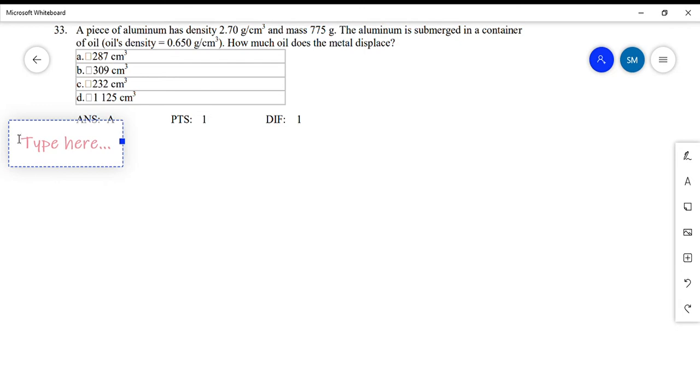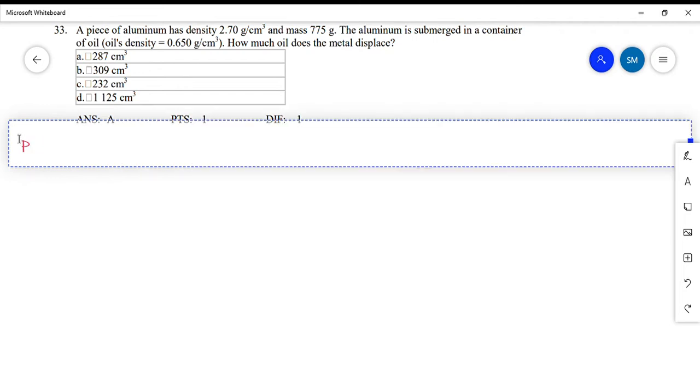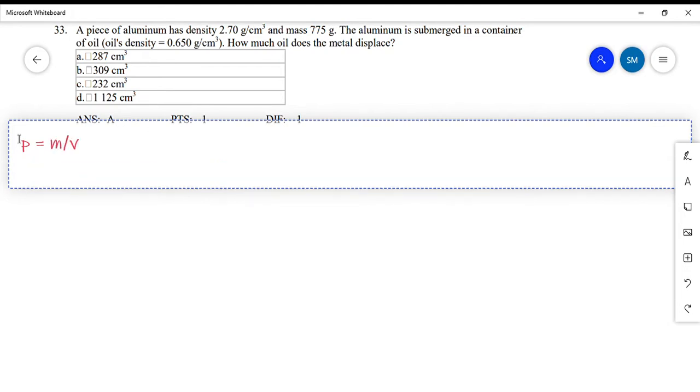Question number 33. Very easy question. He gave you the density and the mass, and he wanted to know how much oil the metal displaced, which is simply the volume of the aluminium. So we all know that density is equal to the mass over volume. So the volume is simply equal to the mass over the density, which is equal to the mass 775 over the density, which is 2.7.